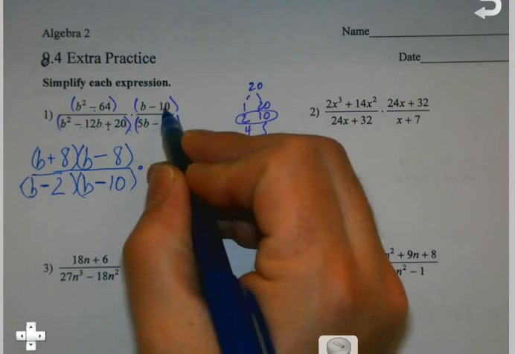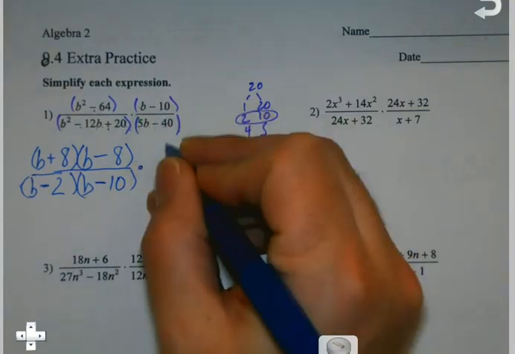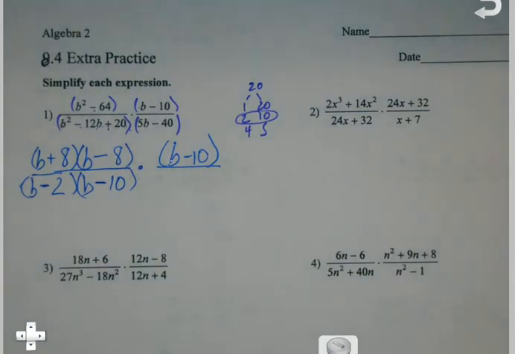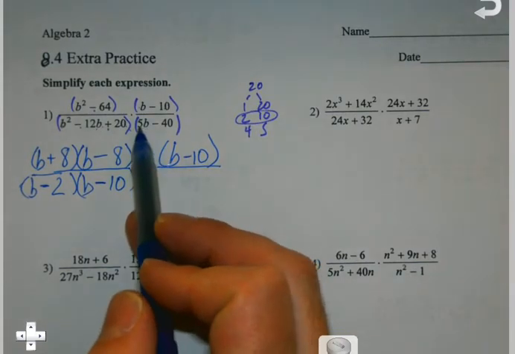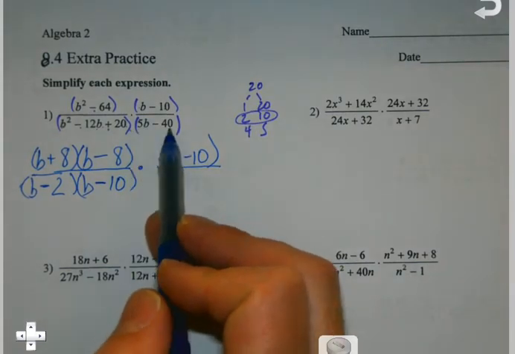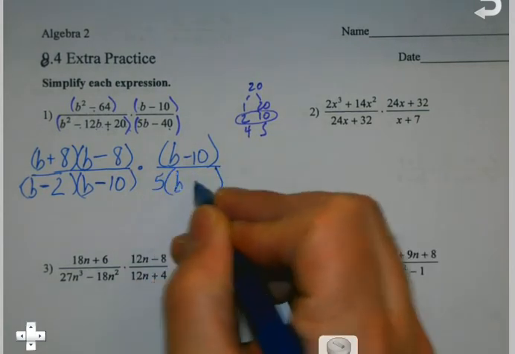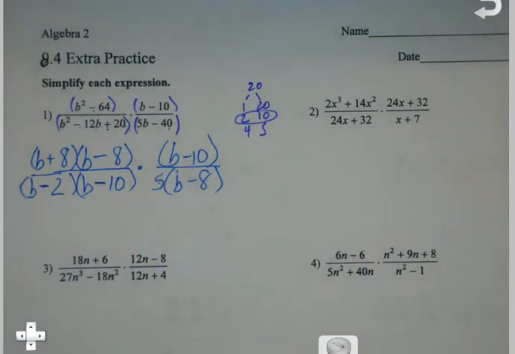Here, I've got b minus 10. This isn't even a quadratic. So unless there was a number they had in common, which there isn't, just leave it alone. Okay, that can happen sometimes. Doesn't happen very often, but it can. And then I look at that last pair. Okay, not a quadratic, but exactly. They're both divisible by 5. b minus 8. Because 5 times b is 5b. 5 times 8 is 40.